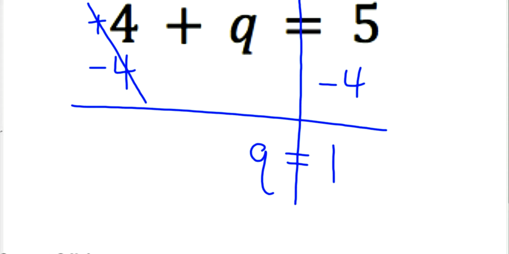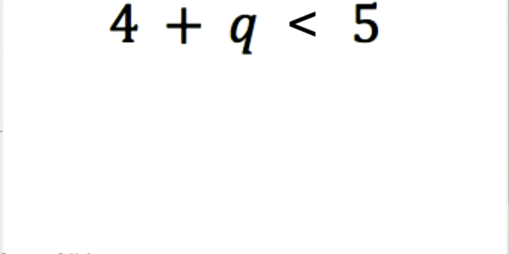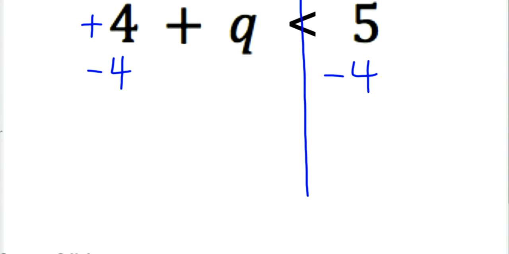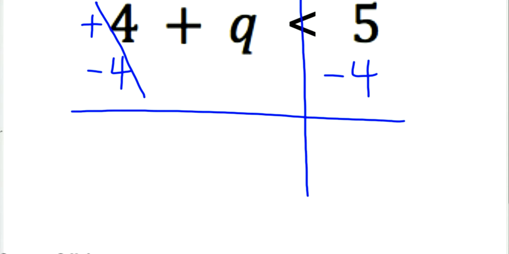What happens when we have an inequality? It looks almost identical. I'm still going to draw my vertical line. I'm going to think about positive 4. The inverse operation for positive 4 is negative 4, and I'm going to write that on both sides. Notice that all of these steps are the same. So I'm left with Q and I'm left with a 1. The only difference is the inequality symbol is no longer an equal sign. So Q is less than 1.